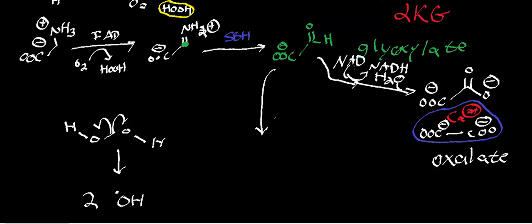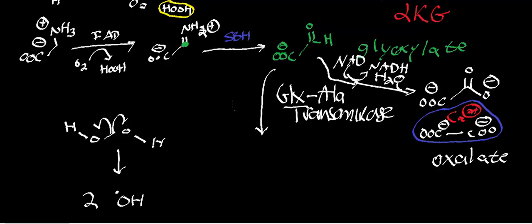Okay, there's one other main reaction that glyoxylate can do, and glyoxylate can react with an enzyme called glyoxylate alanine aminotransferase. So this enzyme is abbreviated GLX alanine transaminase. And just like all transaminases, this is a pyridoxal phosphate dependent reaction.